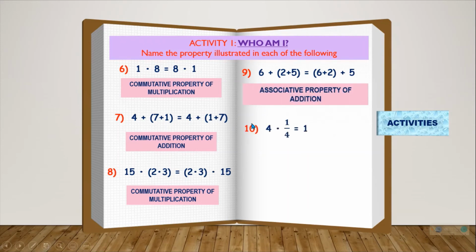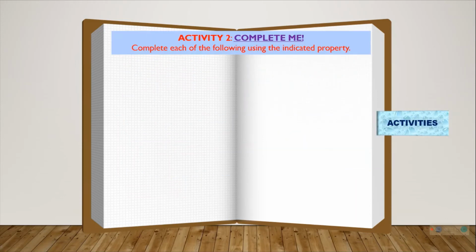Number 10, ito, may multiply siya sa reciprocal niya or sa opposite niya. Pagka multiply mo, magto-total siya automatic ng 1. So, ang tawag dyan, multiplicative inverse property. Next activity. Activity number 2, complete me. Complete each of the following using the indicated property.